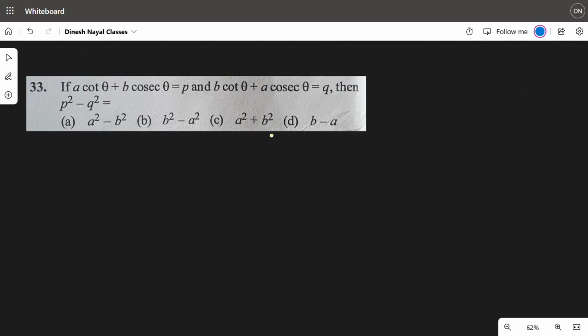So this is our next question. It was from All India CBSE board, and this was of 2022, Term 1, and this was from Section B. This was a 1 mark question.